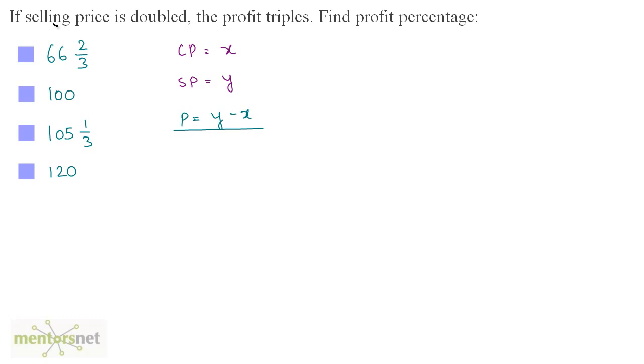Now what is given in this question? If the selling price is doubled, so the new selling price, which is SP2, is equal to double the previous, so 2Y. Then the profit triples. Well, the cost price remains the same, so CP is equal to X. Now according to the traditional formula, the second profit is equal to 2Y minus X, selling price minus the cost price. But this profit is the triple of the previous profit. So this is equal to 3P is equal to 2Y minus X.